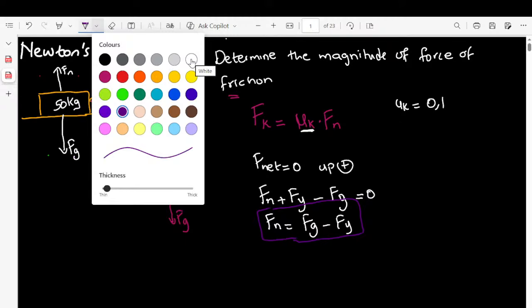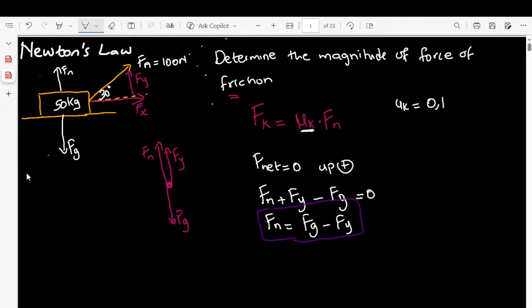So now, what's next? You need to understand that always your Fy is your vertical component. And what is Fy equals to as a vertical component? Fy is equal to the force applied multiplied by the sine of theta. Right. So now, what is our Fg equals to? Fg is the weight, it's just the mass times the gravitational force. I hope everyone is happy with that.